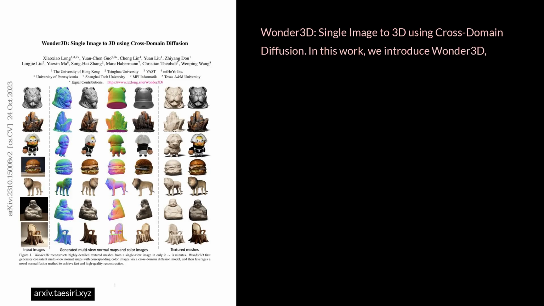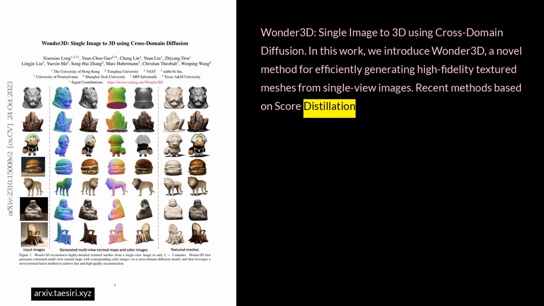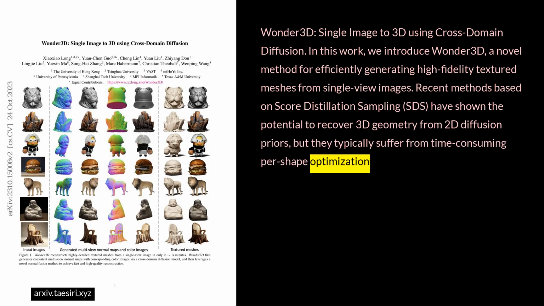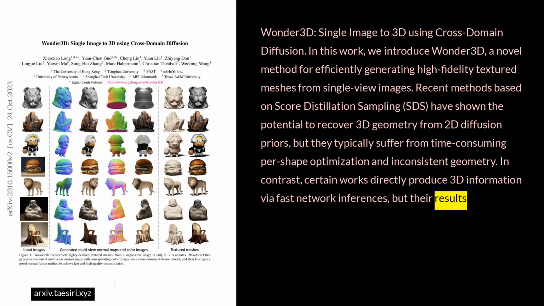Wonder3D: Single Image to 3D using Cross-Domain Diffusion. In this work, we introduce Wonder3D, a novel method for efficiently generating high-fidelity textured meshes from single-view images. Recent methods based on score distillation sampling (SDS) have shown the potential to recover 3D geometry from 2D diffusion priors, but they typically suffer from time-consuming per-shape optimization and inconsistent geometry. In contrast, certain works directly produce 3D information via fast network inferences, but their results are often of low quality and lack geometric details.